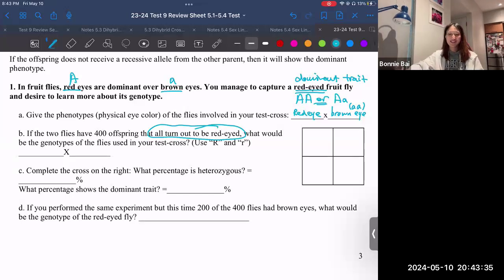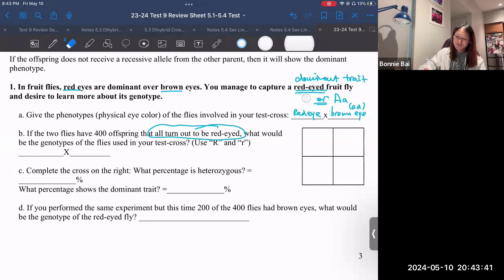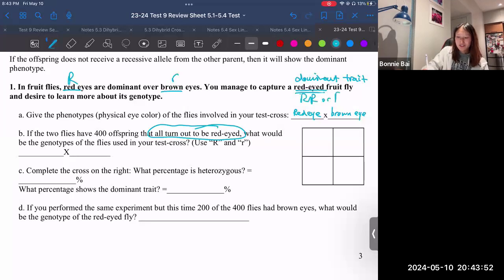Now it tells me to use R. This is so sad. Let me fix myself real quick over here. Dang, we went through this whole way, and this is why we have to read the questions. Okay, big R, little r. Big R, big R, or big R, little r. Okay, now the brown eye has to be little r. Okay, so it says all the offspring have to be red eye. So what does that mean? The offspring are all big R something else. Maybe the offspring is big R, big R. Maybe the offspring is big R, little r. But whoa. The offspring cannot be big R, big R because the other parent has to pass on a little r.